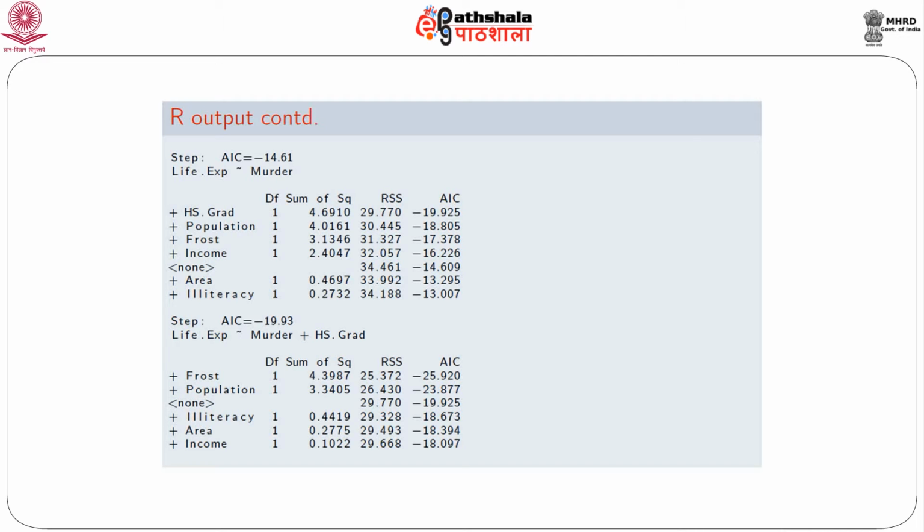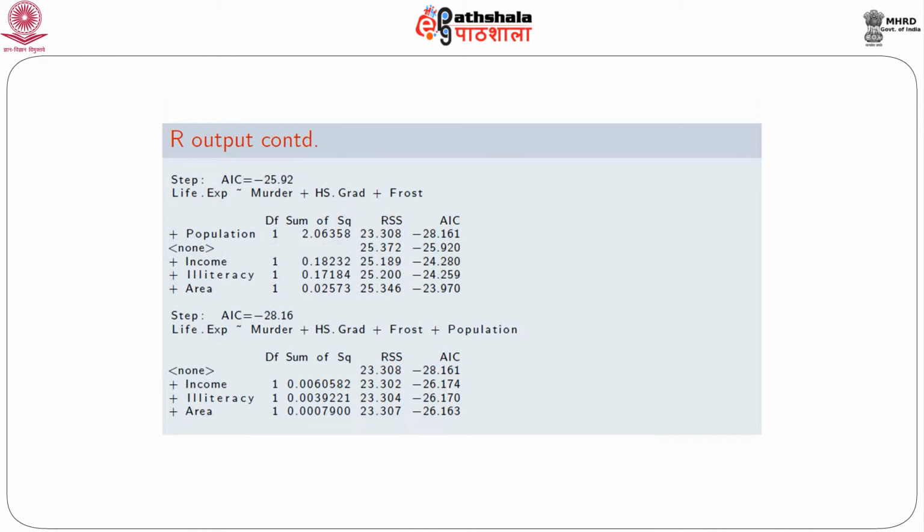until we arrive at a model which contains all the significant variables and does not contain any of the insignificant ones. And if you look at the final model here, it contains the same predictor variables that we had selected in the case of the backward elimination method, which are murder, HS graduate, frost and population.